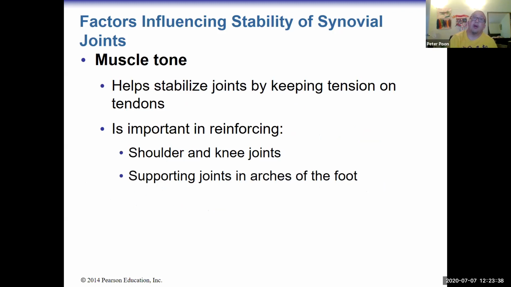But the way we actually stabilize joints is muscle tone. We have muscles that cross the joint. If you ever dislocate your shoulder, one of the things they send you to PT to do is rebuild the muscle. You rebuild the muscle, you hold the joint in tighter.